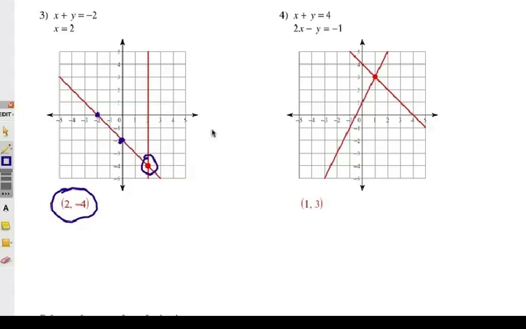And number 4, x plus y equals 4. That means I have an x-intercept of +4 and a y-intercept of +4 if I cover up my x and y terms alternately. In this one, I'm going to end up with an x-intercept of -1/2 and a y-intercept of +1. Or I could rewrite it in slope-intercept form. And I get that line, and that is my intersection point, which is +1, +3.